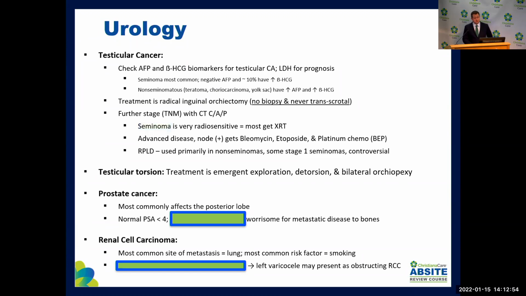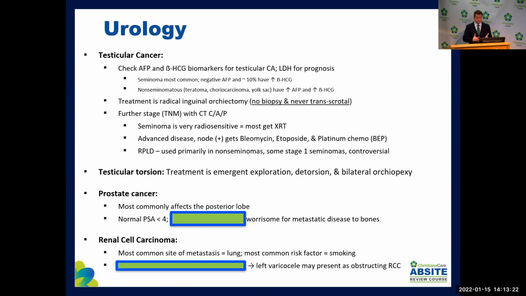Seminoma, as I mentioned, is going to be the most radiosensitive, so they usually just get treated post-op or adjuvantly with chemoradiation. More advanced disease and node positive can get BEP therapy, or bleomycin, etoposide, and platinum chemo. Retroperitoneal lymph node dissection is very controversial and questionable, so I don't think it'll be fair for ABSITE or for general surgery residents, but it's used primarily in non-seminomas and some stage 1 seminomas, but again, controversial.